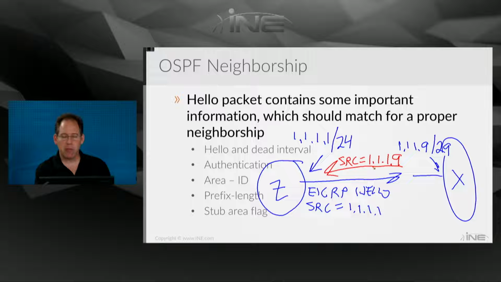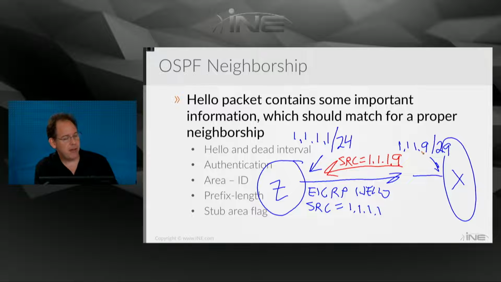So now we're going to have a problem here because router Z is going to say, hey, router X, you look good. We're good to go. Router X is going to say, I can't talk to you. You're not on the same subnet as me. So only router X was able to figure out this was a problem. Router Z did not know this is a problem.